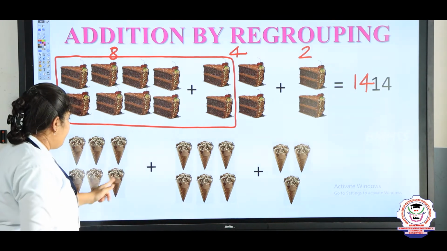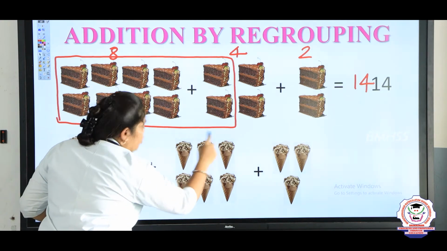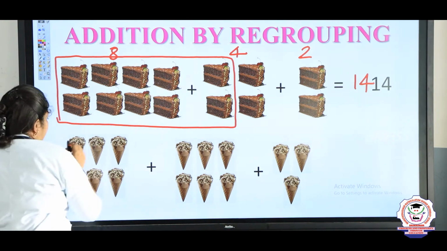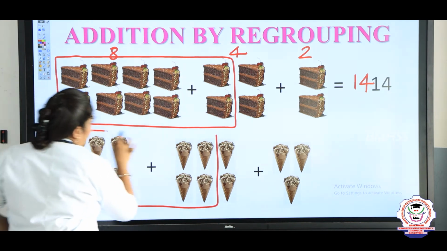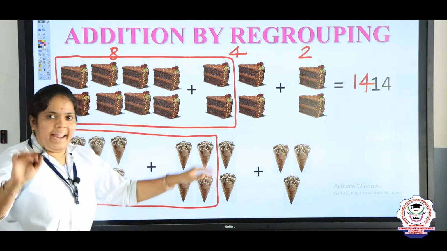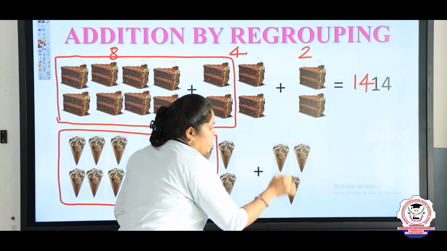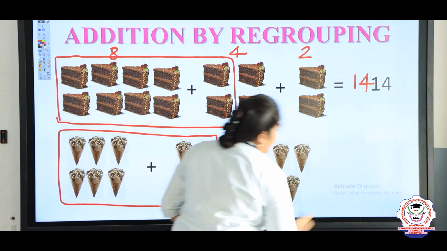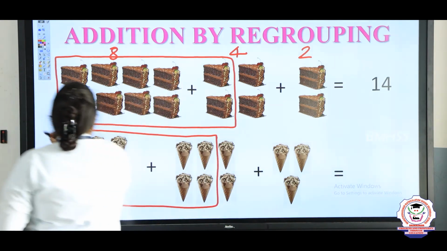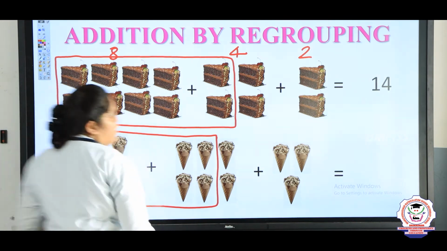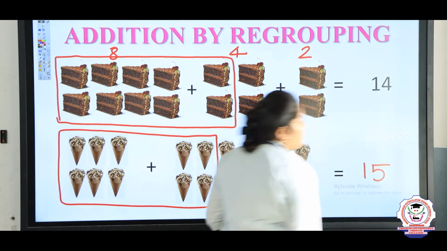So 1 2 3 4 5 6 7 8 9 10. So this is one group. Okay, this is one group. How many are there? 10. Now start counting: 11 12 13 14 and 15. So our answer is number 15. Very good, number 15 is the answer.